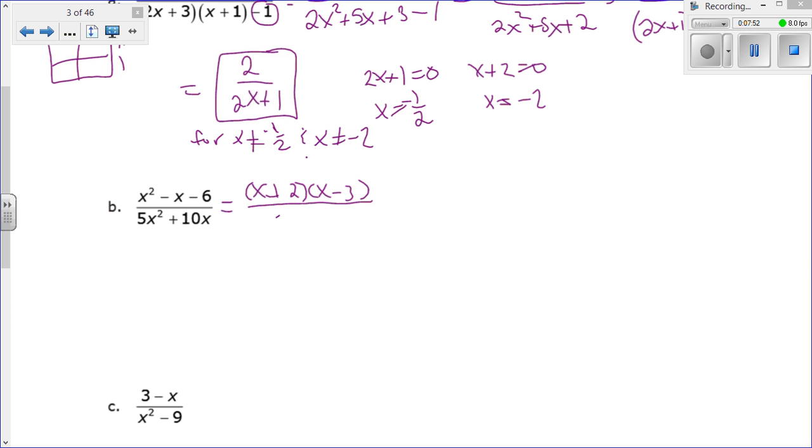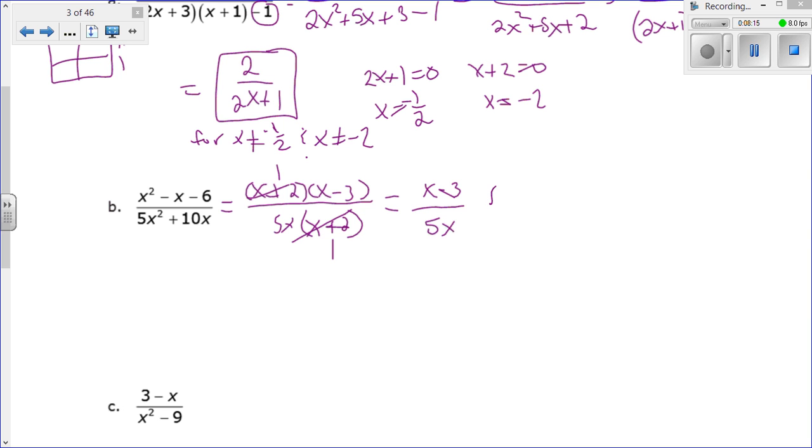I have a GCF of 5x. When I factor that out, I'm left with x plus 2. So now this x plus 2 cancels out with this x plus 2, and I'm left with x minus 3 over 5x. Again, you cannot cancel those x's out.